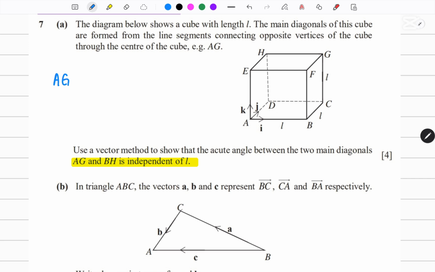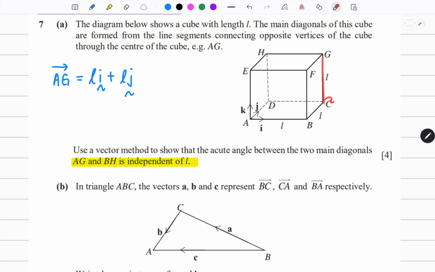So AG is given by this vector like this. This is vector AG. So let's think about how we define this. By vector addition, you will have to travel A to B, B to C, C to G like this. So this is L units of the vector I. So I'll write L vector I followed by L of vector J here, because vector J is over here.